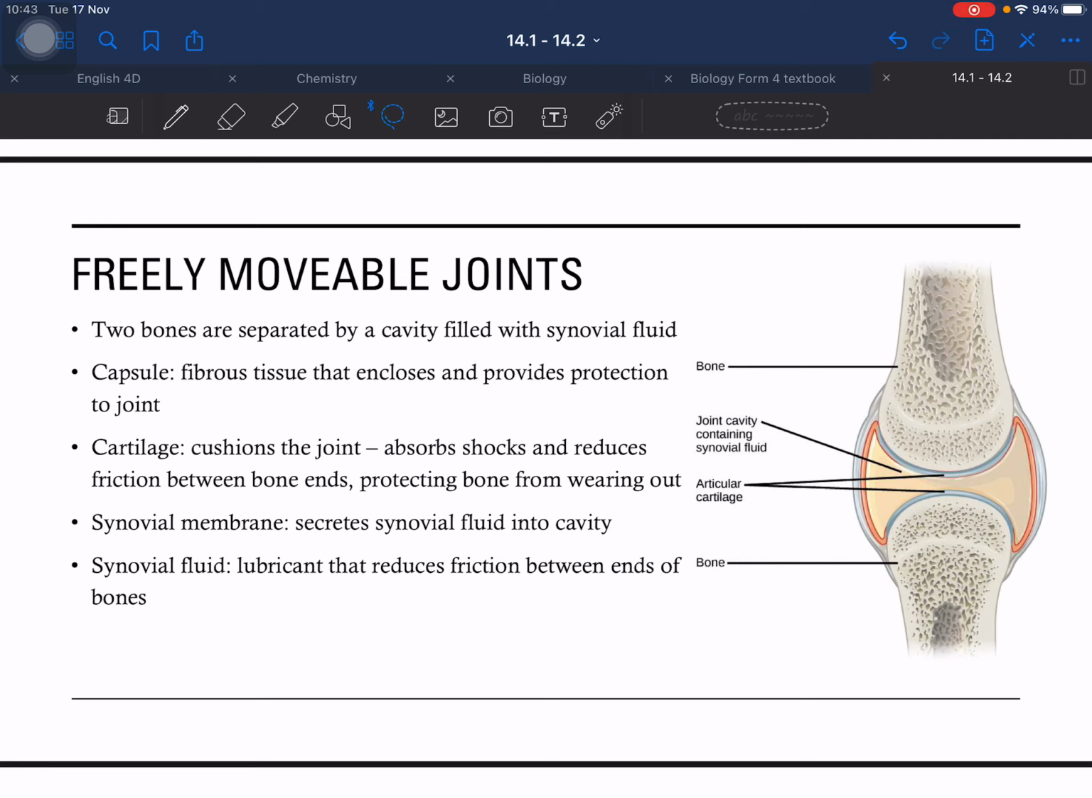Next would be the synovial membrane. So synovial membrane would be this, and your synovial fluid, which is the lubricant that reduces friction between ends of bones.